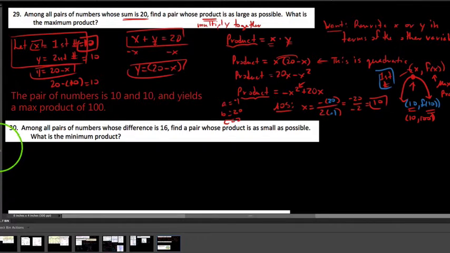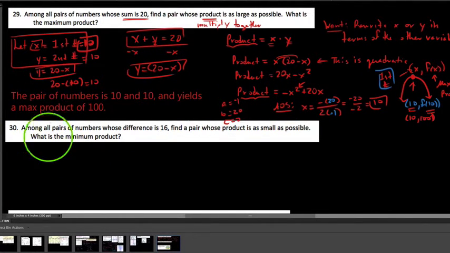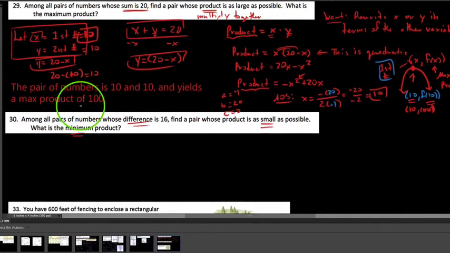Okay, so I want to try this again here, and I want to try to use the same procedure because it's something I want to know how to do. But there are steps that we're going to take in each one of these. So, for instance, number 30 here. Among all pairs of numbers whose difference is 16, find a pair whose product is as small as possible, and what is that minimum product? So what are the numbers, and what is the minimum product that they produce here?